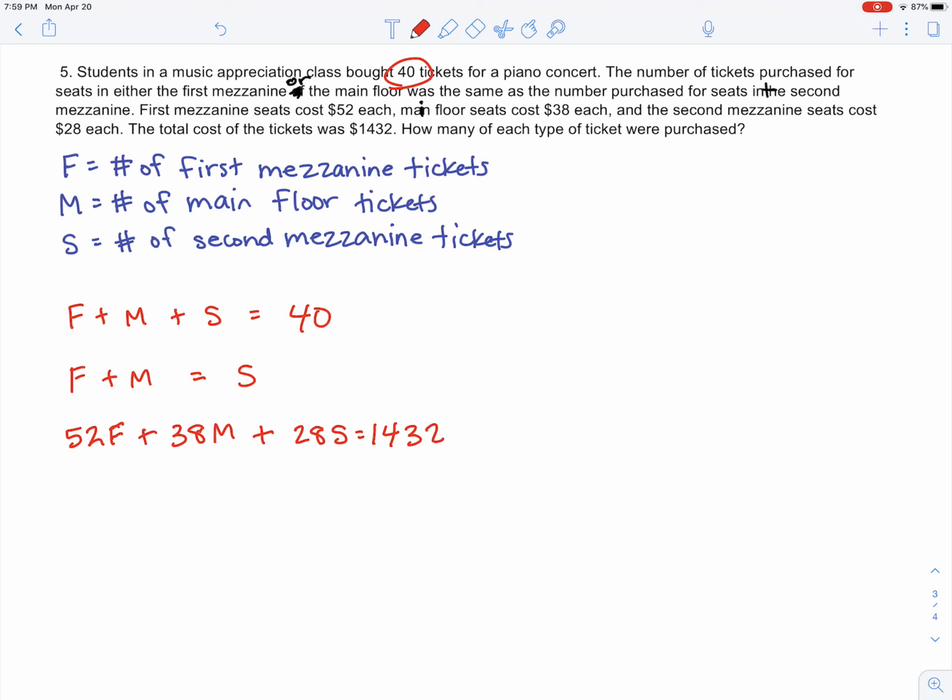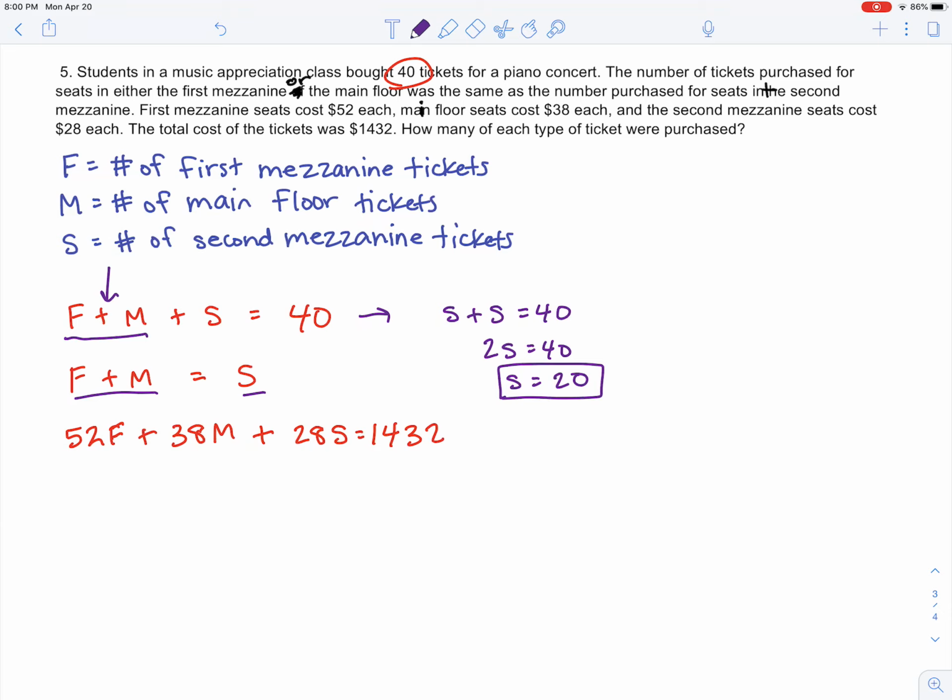Okay, so I'm looking at this, trying to think of how I want to solve it. I think we could get S right away. If you notice here, we have F plus M here and here. So I can replace this F plus M with S. This will be a substitution. So I will get from here, S plus S equals 40. So I have 2S equals 40. So S is 20. So now I already have S solved for.